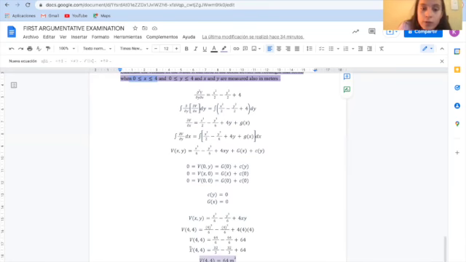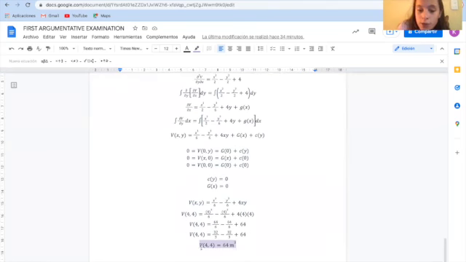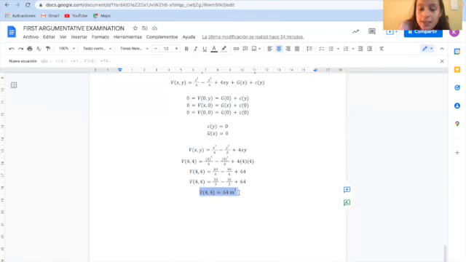Then we have to evaluate at 4, that is our maximum point, and we evaluate the volume at (4, 4). We substitute in the formula, we do the operations, and then we have that the volume at (4, 4) is 64 cubic meters. And this is our final result and my explanation of the argumentative examination.